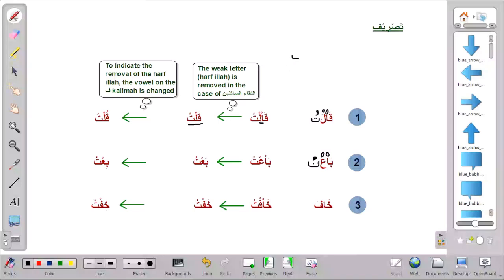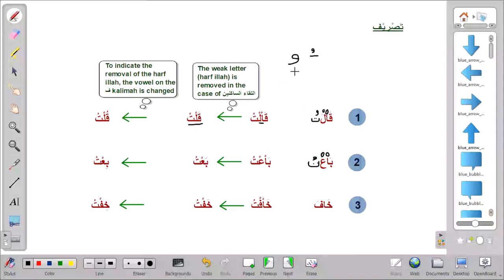So when you have dhamma, what is suitable for wow is dhamma. So when you look at the mudari, qala, the mudari is what?